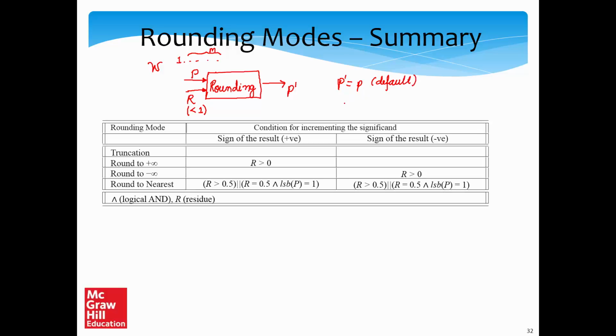The other choice is that P dash is P incremented with 1, so P plus 1. So in this case, we have effectively done some rounding. So in this case, we are incrementing the significand.